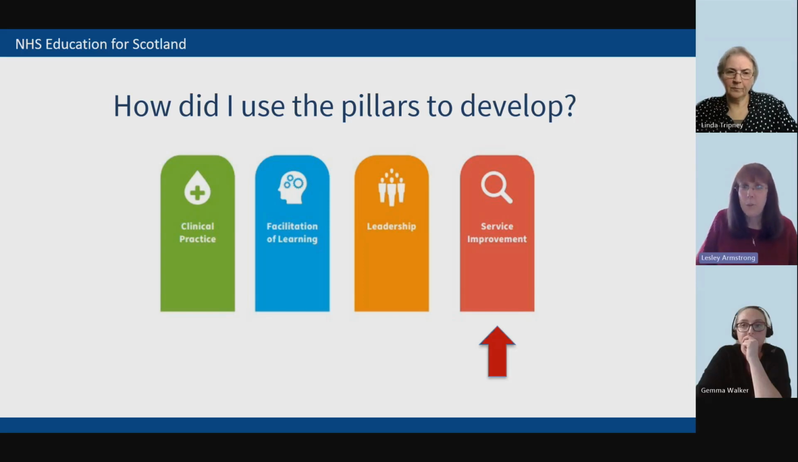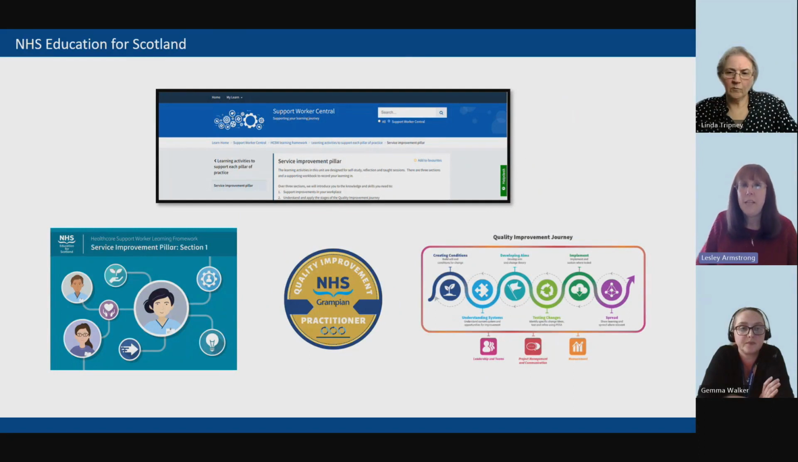What Bev hadn't done was to use the pillars to help develop herself. So she decided to look at what skills she had, what areas she was interested in, and what tools and resources were available to help support her own development. The one pillar that always stood out for Bev and really caught her attention was service improvement. She knew the basics about this, but she really wanted to find out more. So Bev decided this was an area she wanted to focus on. So she looked at the resources that could help her to do that.